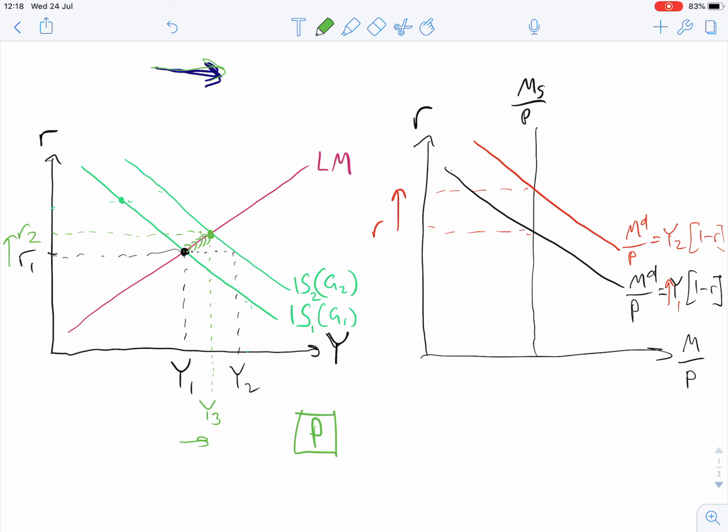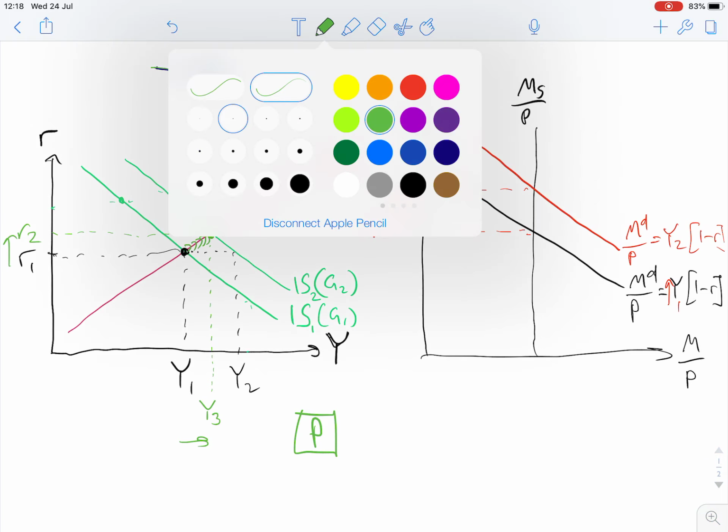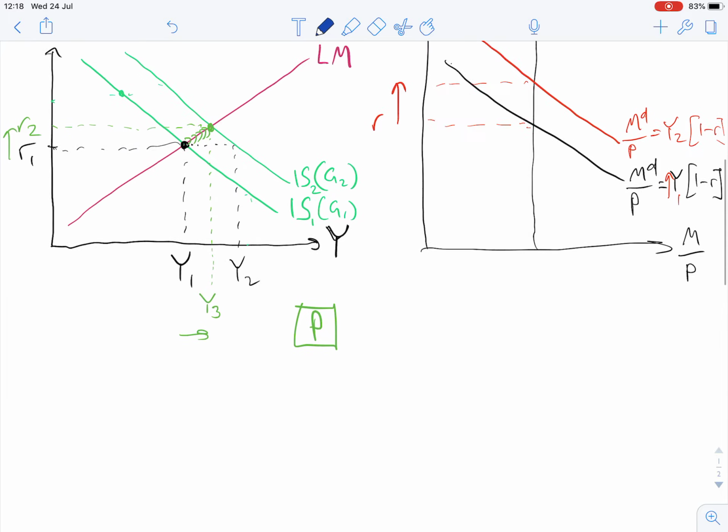So now, to complete this story, we need to move into the world of the aggregate supply and aggregate demand in the short run graph. What that's going to enable us to do is analyze the final effect on output. Maybe I'll move to a whole new page.